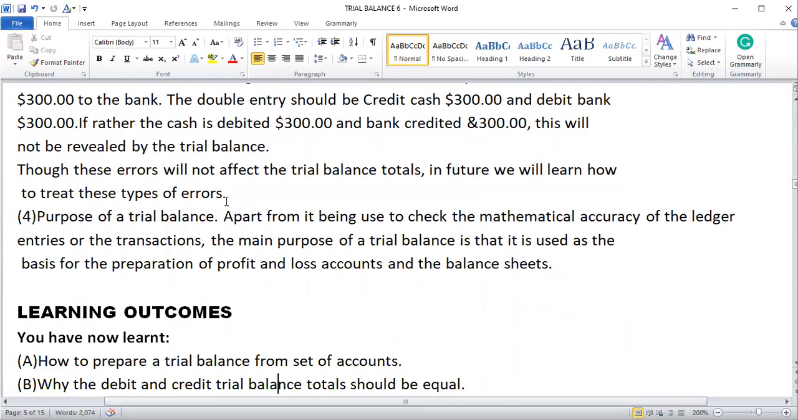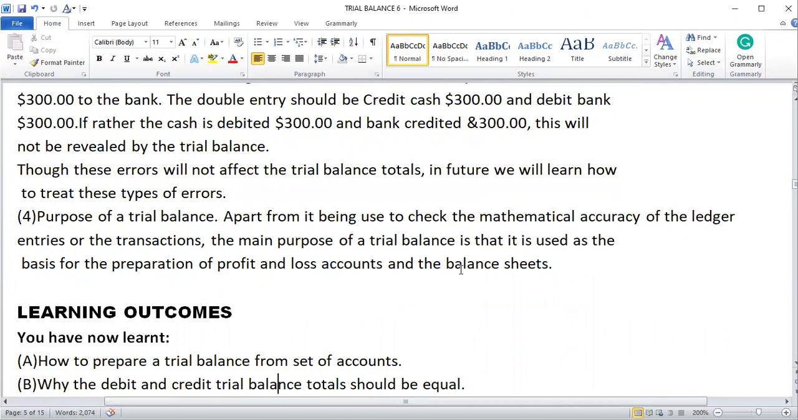What is the purpose of a trial balance? Apart from it being used to check the mathematical accuracy of the ledger entries or the transactions, the main purpose of a trial balance is that it is used as the basis for the preparation of the profit and loss account and the balance sheet. So all that I'm saying is that there are so many ways whereby we can use the trial balance. And I've given 2 examples here.